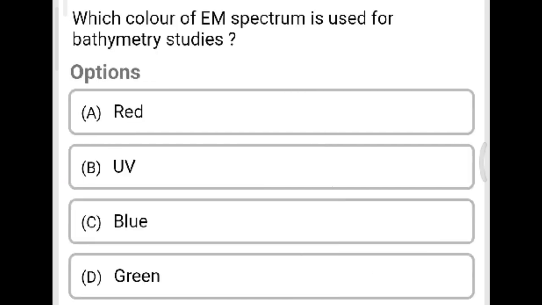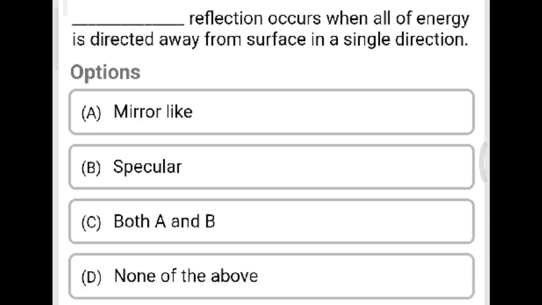Next question. Which of the colors of the electromagnetic spectrum is used for bathymetry studies? Option A red, option B UV, option C blue, option D green. The correct answer is option D green. Next question. Dash reflection occurs when all the energy is directed away from the surface in a single direction. Option A mirror-like, option B specular, option C both A and B, option D none of the above. The correct answer is option C both A and B.